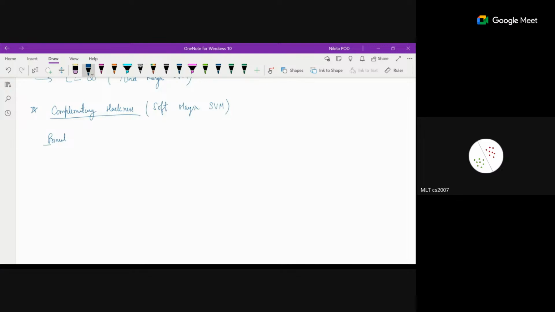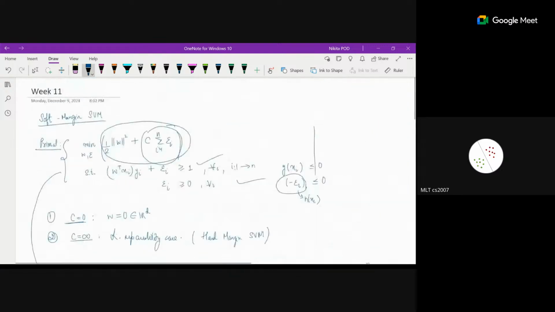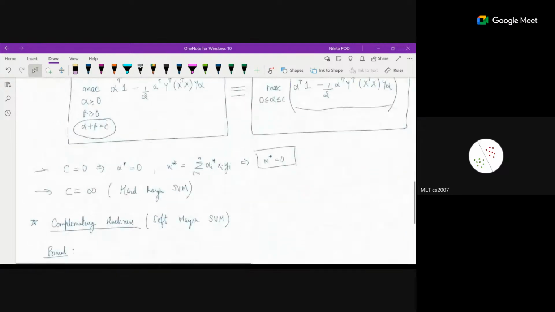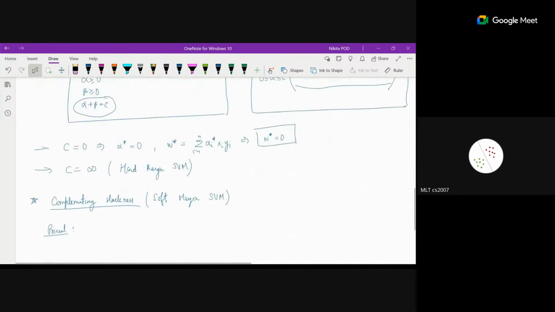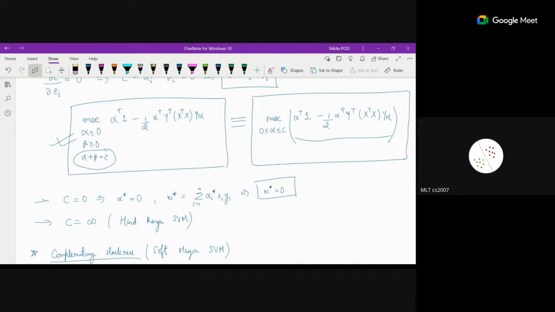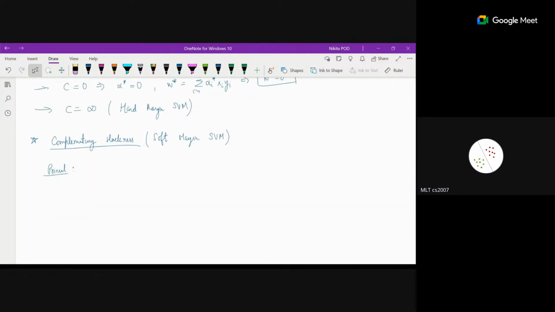For the primal formulation, since we are minimizing our objective with respect to W and epsilon, let's say my W star and epsilon star are the primal solution. And in the dual formulation, you have this alpha and beta coming in. So suppose that my alpha star and beta star are the dual solution. This is what we will assume.